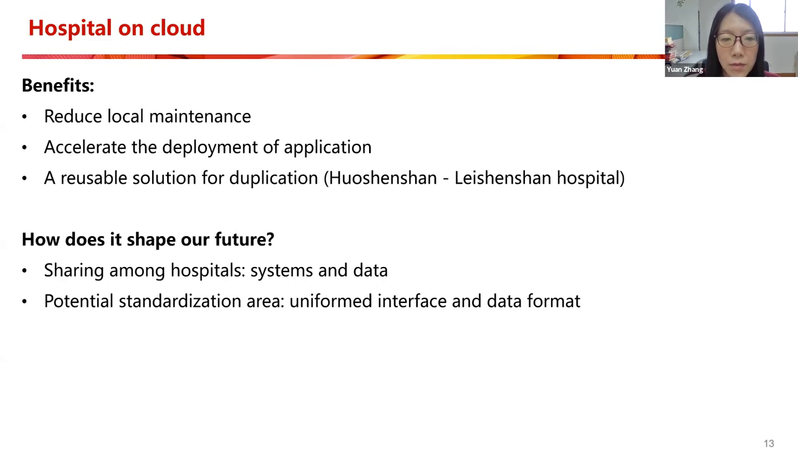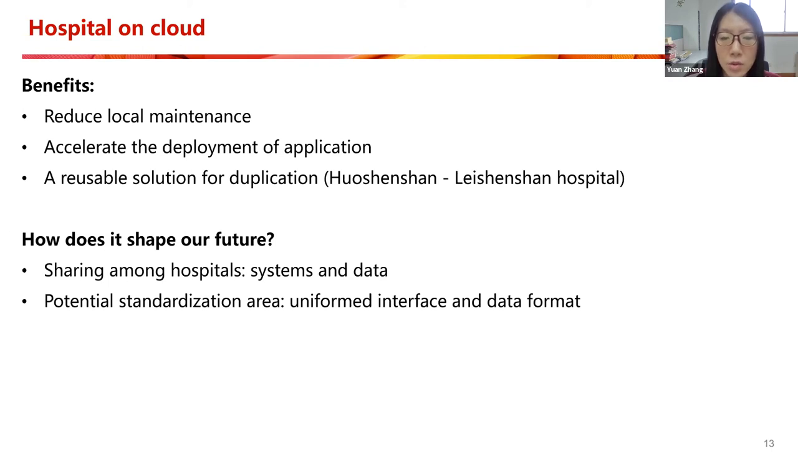The benefit of this hospital on cloud is that local IT maintenance is reduced. We only need to dock and test in the given environment. And also the deployment of our healthcare applications is accelerated. We could simply duplicate the solution. Actually, we did the Huoshenshan first, and then we copied the solution to the Leishenshan Hospital. And we could expect that it could be shared among hospitals in future.